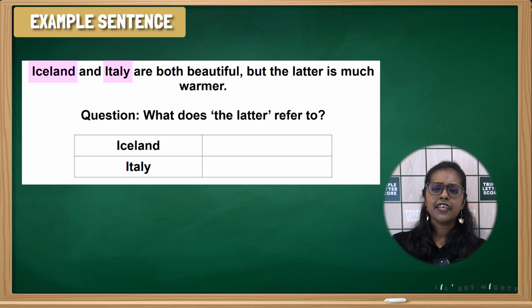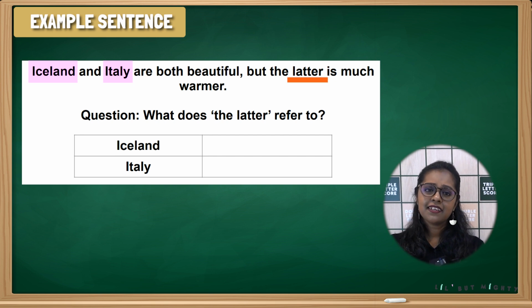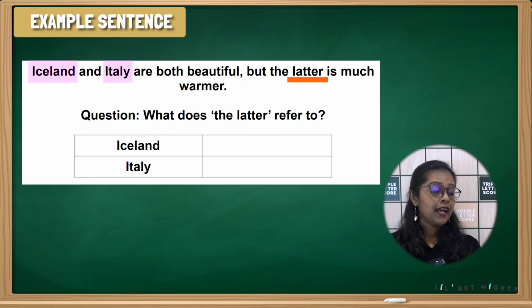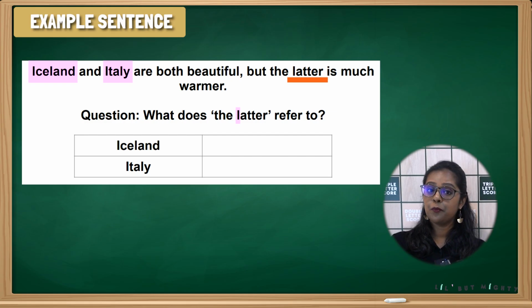Let's look at one more example. Iceland and Italy are both beautiful, but the latter is much warmer. What does the latter refer to? L stands for last. So we look at the last place mentioned in the sentence. The answer will be Italy.